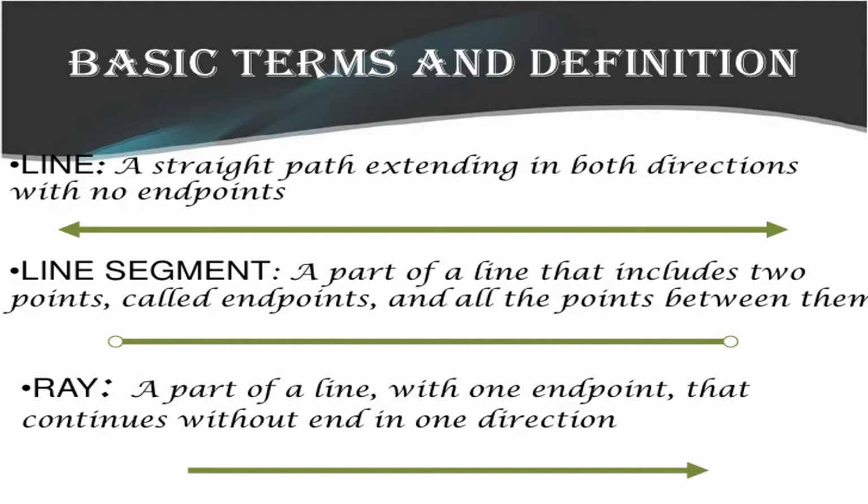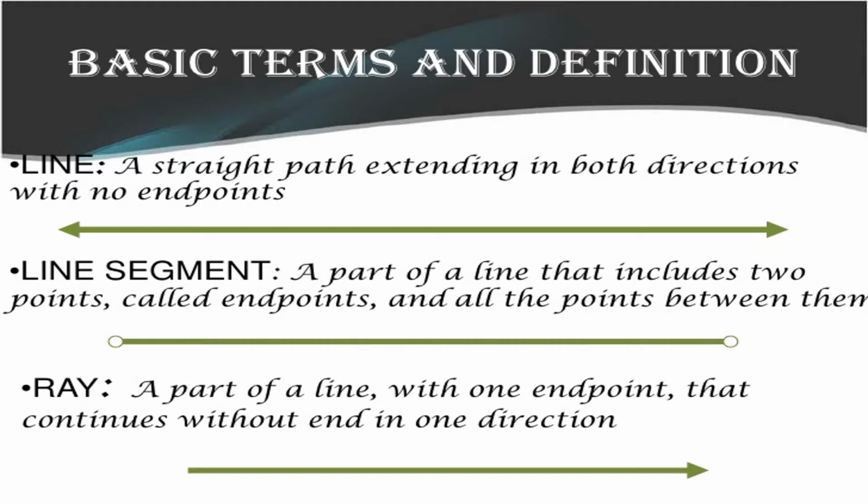First is line. A straight path extending in both directions with no endpoints is called a line. As you see here, both ends have arrows, which indicates that we can proceed on both sides to infinite distance. Now second is line segment.